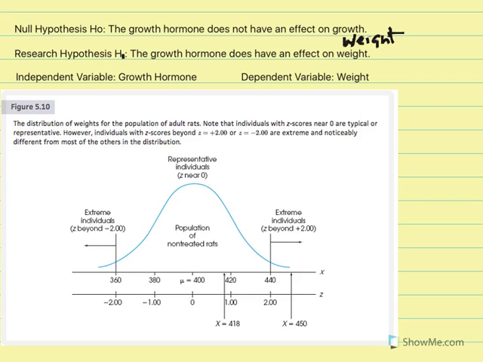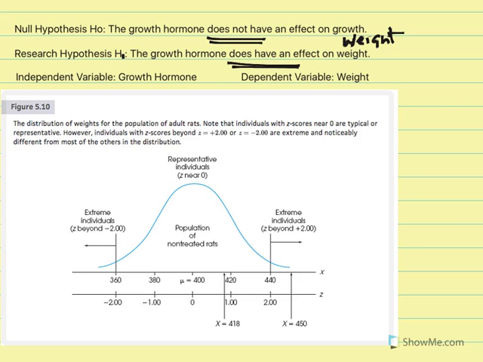And the research hypothesis states, and again, the notation is H sub 1, the growth hormone does have an effect on weight. So again, the null always says nothing's happening, there is no effect. And the research hypothesis is saying something is happening, it does have an effect. So note the difference between the two.